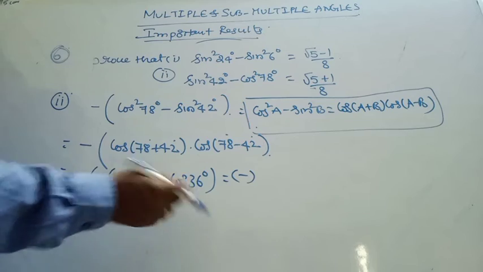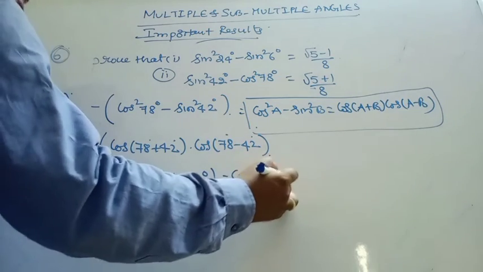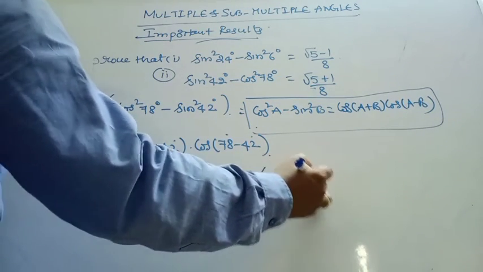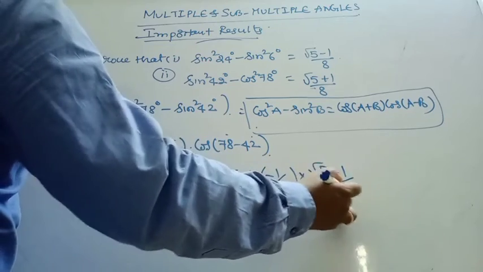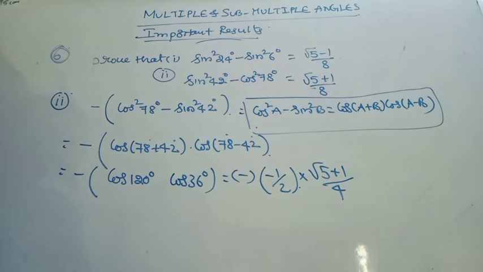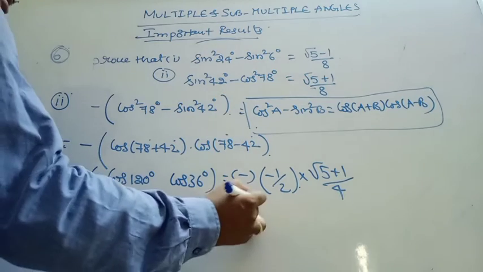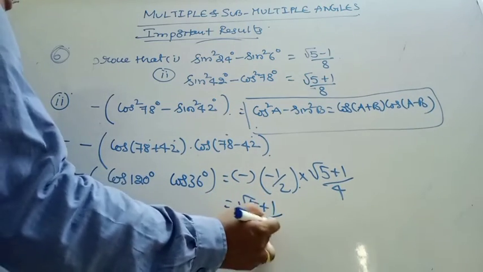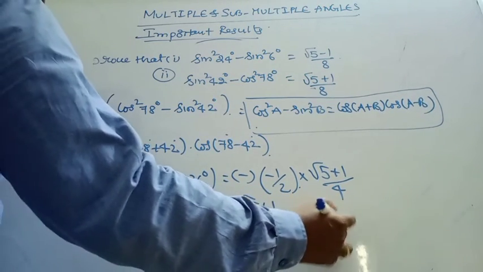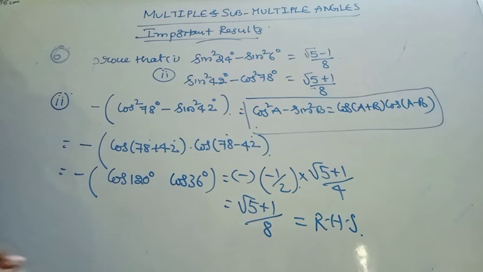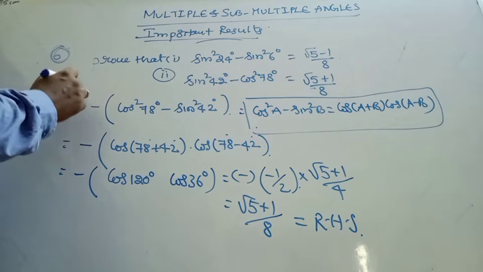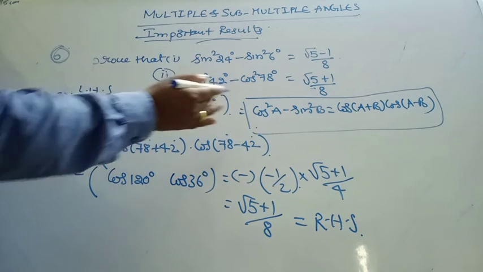That is minus sin 30, that is minus 1 by 2 into cos 36, which is (root 5 plus 1) by 4. Now minus into minus is plus, so you get (root 5 plus 1) by 8. That is the right hand side part. See how elegantly we have got this particular problem. You took the left hand side, applied this result and simplified.